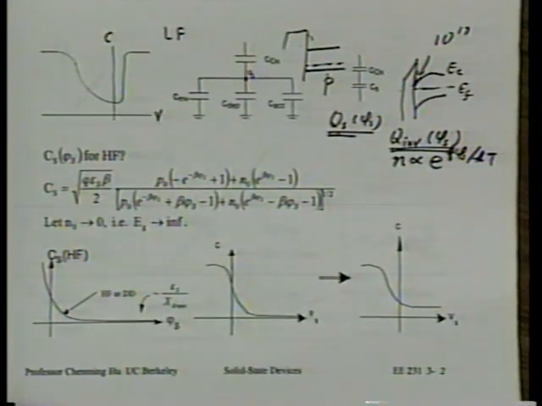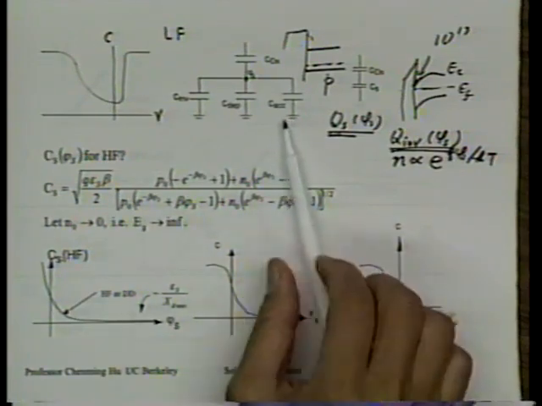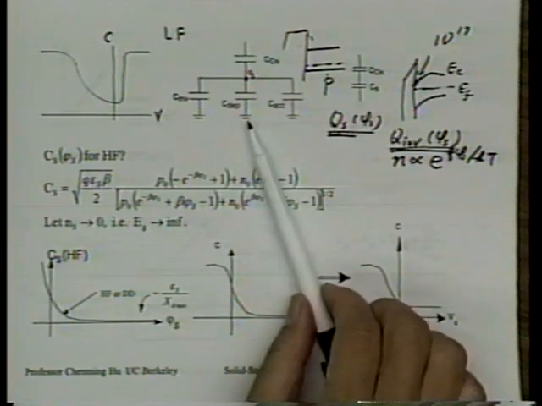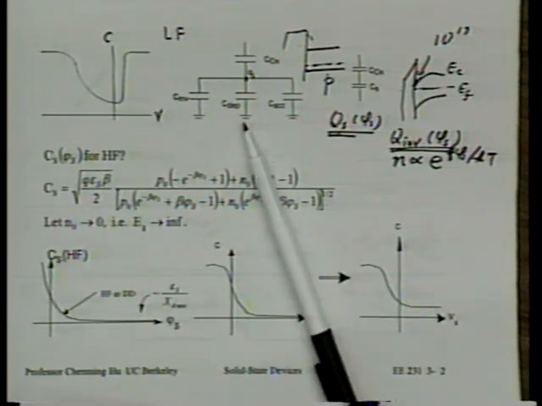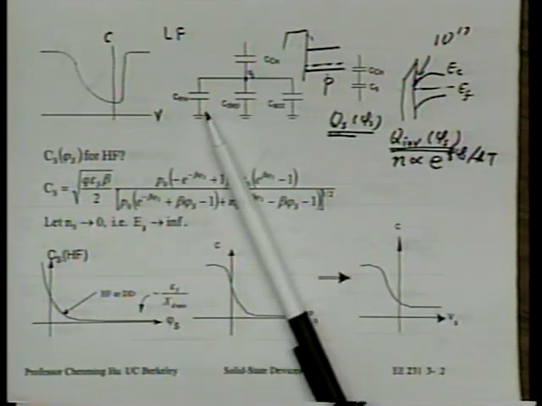Okay, let's think about that. Don't think about any equation. Just qualitatively, can you visualize this concept? The accumulation capacitance is there because accumulation charge will respond to changing phi s. Depletion capacitance will be there. Certainly depletion charge will correspond to changing phi s. But inversion capacitance will not be there because inversion layer charge will not correspond to rapidly changing phi s.